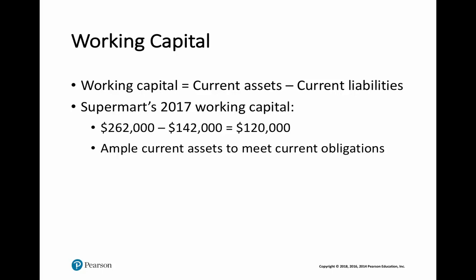So for 2017, if you look back, we had current assets of 262, and remember our current assets are those items that within the next 12 months we're going to liquidate and turn back into cash. In any business, cash is king. We have to pay our bills. We have to pay our employees. We have to pay our owners. We have to pay them all in cash.